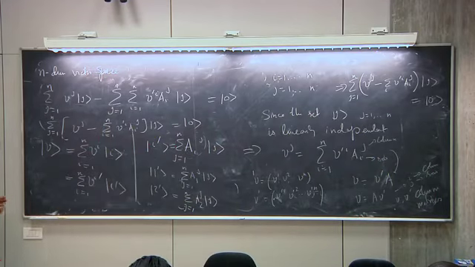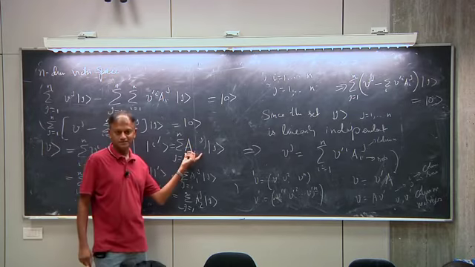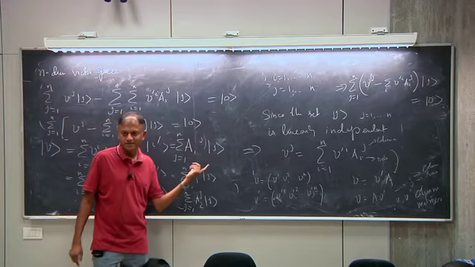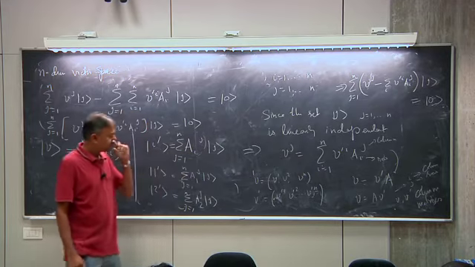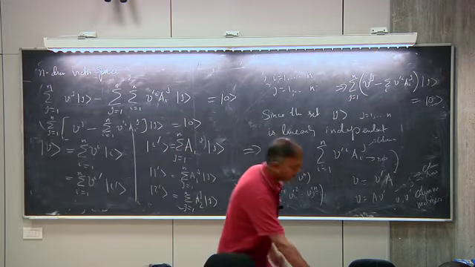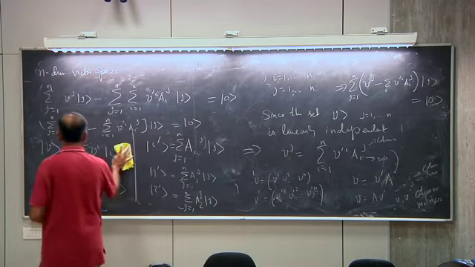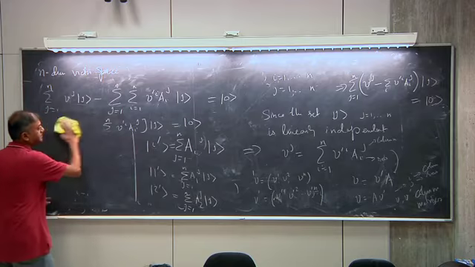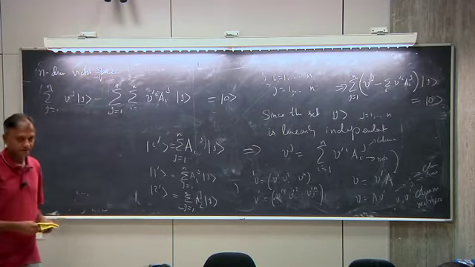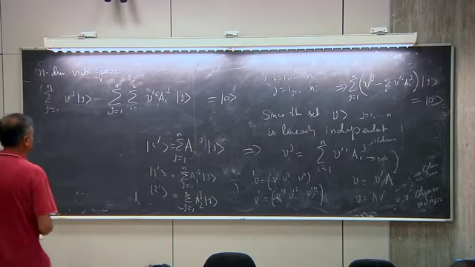Now another thing. Could this matrix be anything? One could ask, is there any condition on this matrix? Yes, there is one condition, and that is the statement that this matrix is a non-singular matrix.